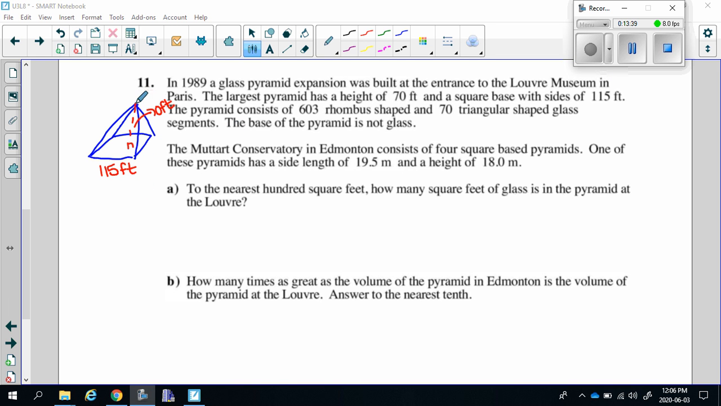Okay, so we need to figure out what the area of this glass face is. Okay, so what happens is I've got a right triangle right here. Let me draw that out. Right triangle right here. So this is 70. Now the whole thing is 115, and half of 115 is 57.5.